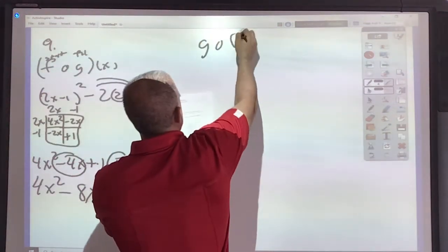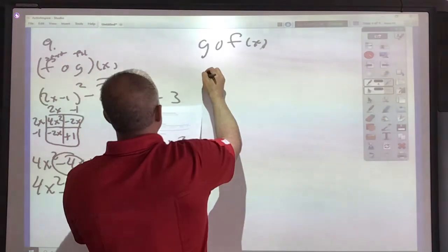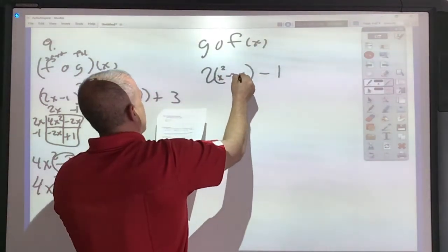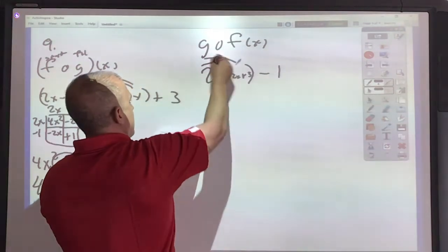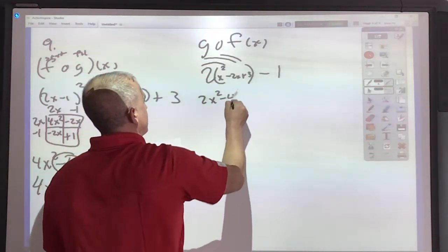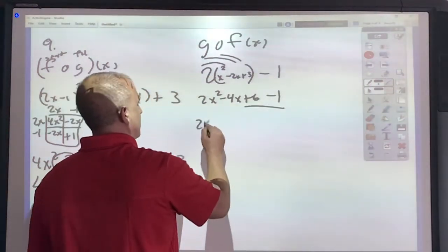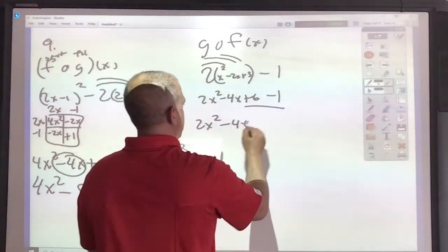Okay, I'd start with the g function, and then I'm gonna put in x squared minus 2x plus 3 and distribute that. That's gonna be 2x squared minus 4x plus 6 minus 1. The only thing we can combine are those two. So 2x squared minus 4x plus 5.